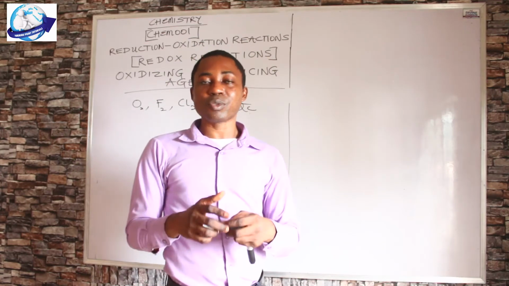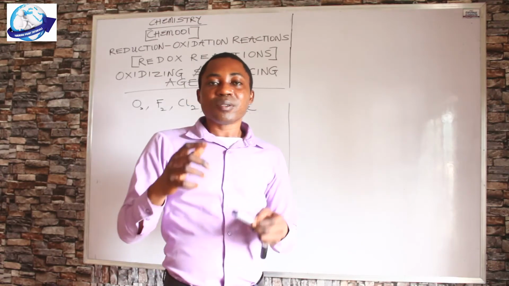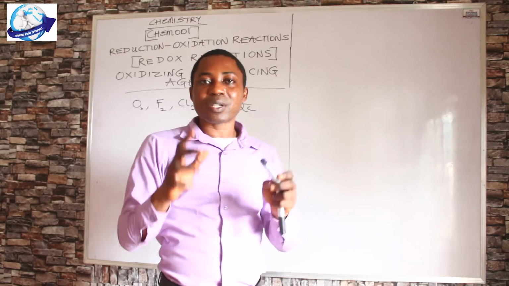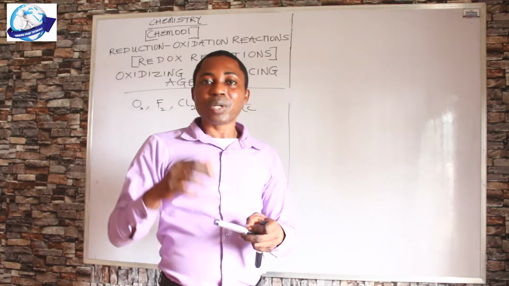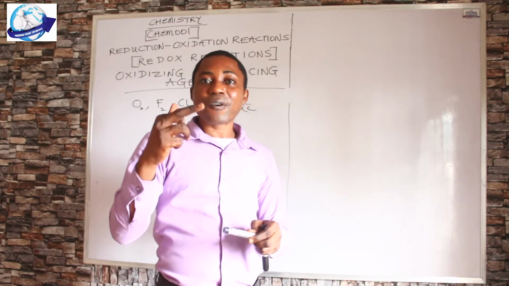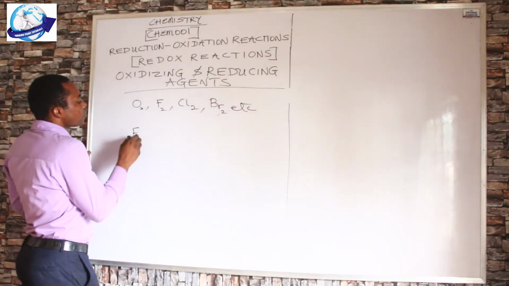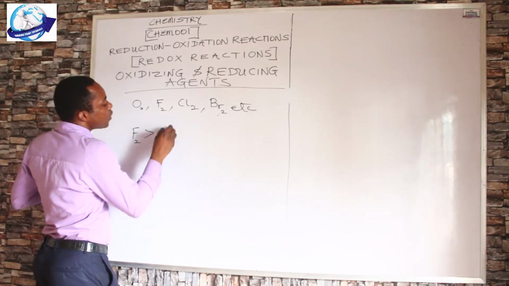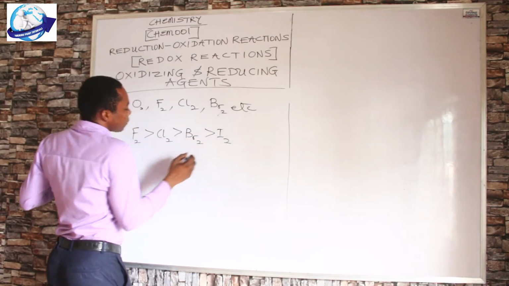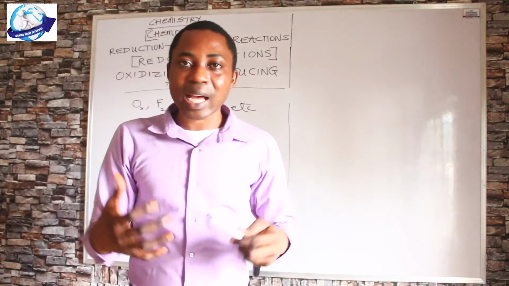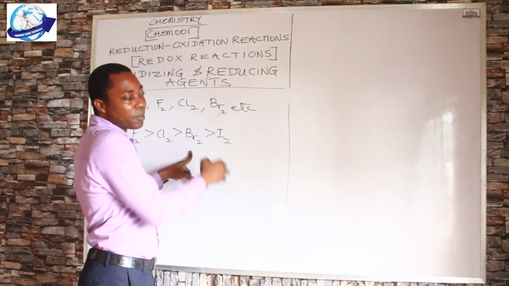But for the halogens, you should know that the oxidizing ability of the halogens normally decreases down the group in the periodic table, from fluorine to chlorine to bromine to iodine. That means the ability to act as an oxidizing agent: fluorine can do that more than chlorine, chlorine more than bromine, and bromine more than iodine.